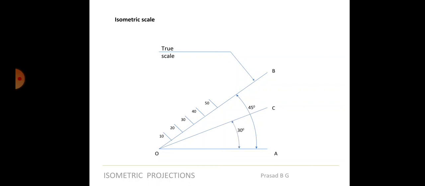Okay, for reference, I will name that as C, and the true scale I will name as B. So now this 30-degree line, whatever projections you are going to get are the isometric values. This will be the isometric scale. Now you will have to take the projections from here. Okay, from 50, for example, you will drop a perpendicular from there to this line.